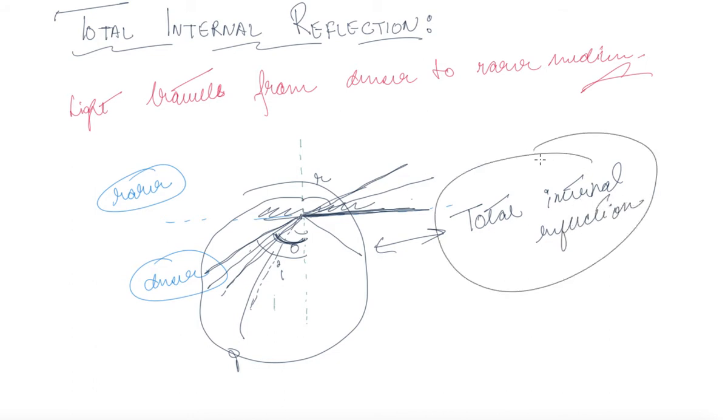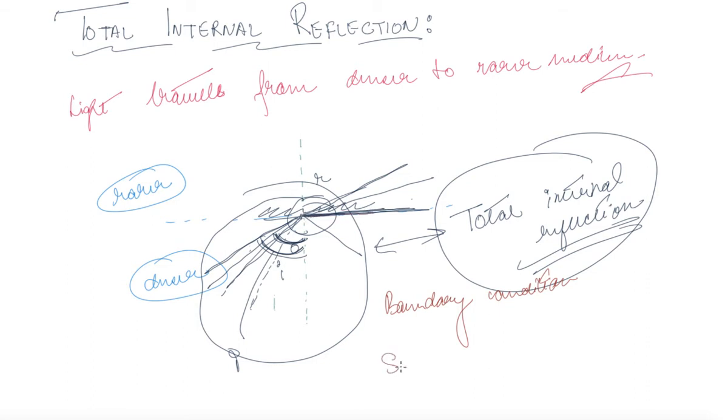So if you want to find the mathematical criteria of total internal reflection, all you have to do is find at what angle you should let the ray travel so that you have total internal reflection. Now, let's take the boundary condition. So what is the boundary condition? When this ray moves parallel to the surface.